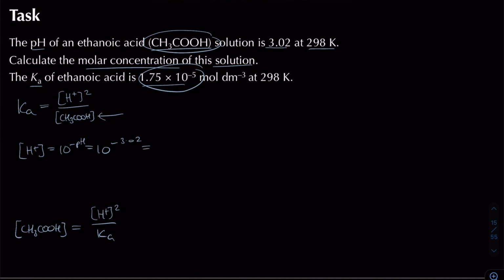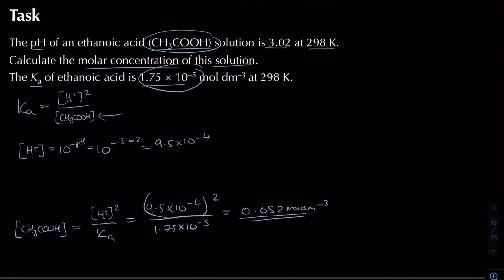I put that in my calculator and I end up with a value of 9.5 times 10 to the power of minus 4. So in that case, I've got a value for the concentration and I've got a value for Ka. I can sub in these numbers, and so I end up with 9.5 times 10 to the power of minus 4, and that's going to be squared, and I'm going to divide that by the value of Ka, which is 1.75 times 10 to the power of minus 5. I'll put that in my calculator and I end up with a value of 0.052, and it's going to be mole per decimeter cubed. And so there is our final answer for that one there.